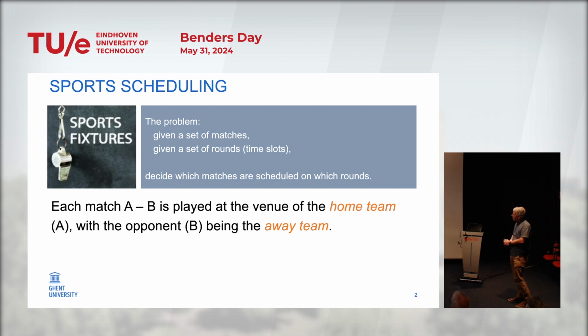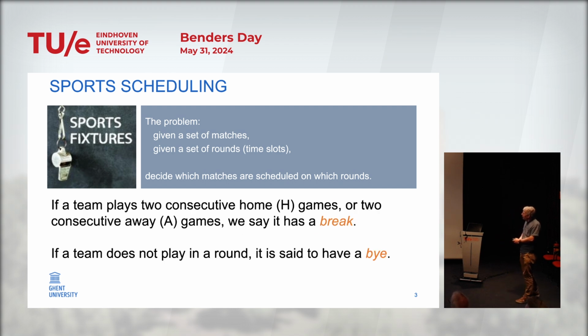A match A versus B is played at the venue of the home team, A, with the opponent, B, being the away team. I have learned that in the US, it's actually the other way around. They put the away team first and then the home team. But here the home team comes first. If a team plays 2 consecutive home games, it's said to have a break. It breaks the regular pattern of home, away, home, away. So 2 home games in a row or 2 away games in a row is called a break. If on a round you don't play a game, you have a bye. If your number of teams is odd, of course, this is going to happen.